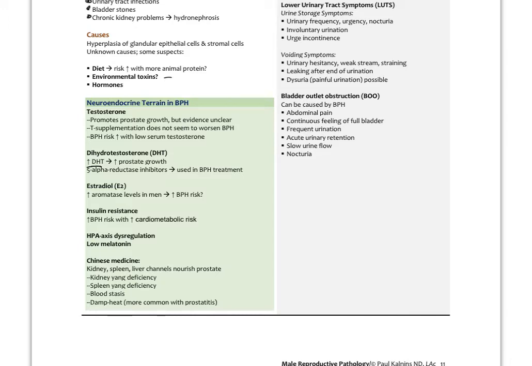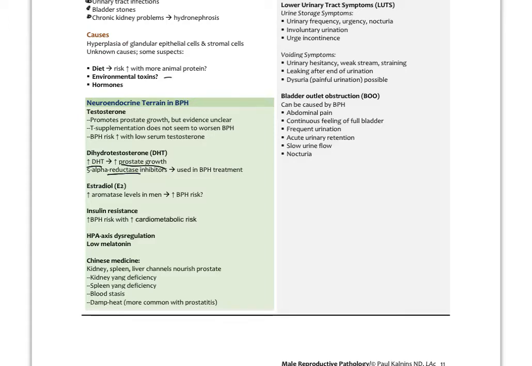The DHT definitely increases prostate growth, and DHT levels seem to go up with age, although they're still high in a young man. So this alone probably isn't a factor for causing prostate growth. But one of the therapies that is used medically are the 5-alpha reductase inhibitors, and that's used to try to decrease the level of DHT to try to decrease the stimulus on prostate growth.